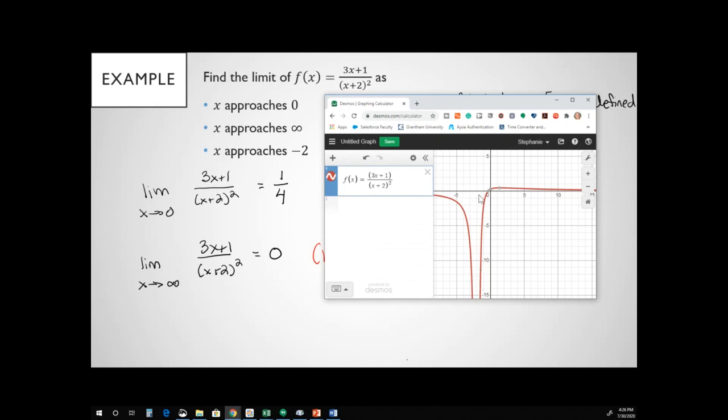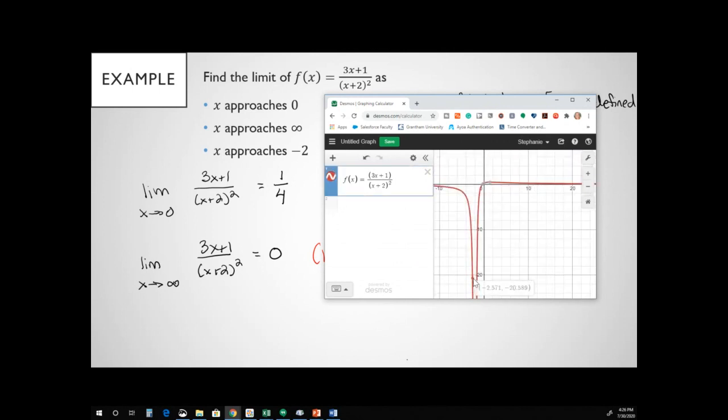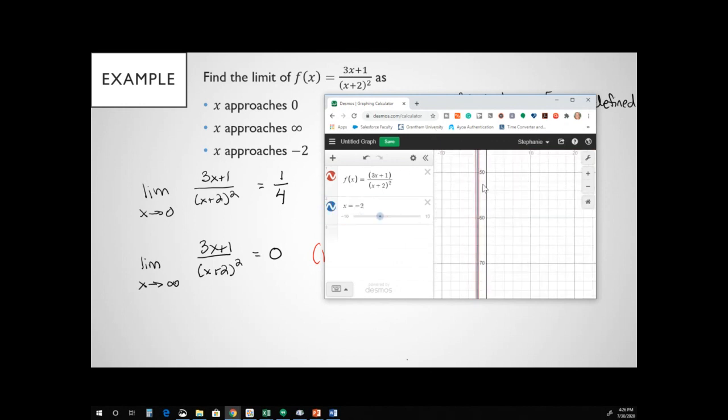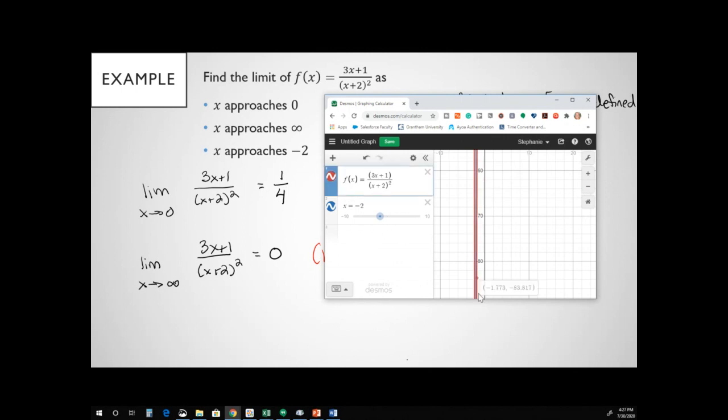You can't actually plug -2 in, but if you follow the pattern, you can see that your graph is going more and more negative as you get towards -2. I can even put a line there to help. So you can see that as we get closer and closer to x equals -2, our y values are going down and down and down. So they're actually approaching -infinity.